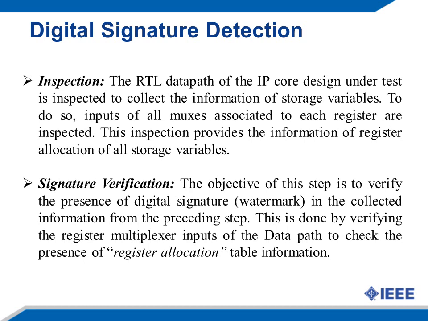Once this inspection is done and all the relevant information of the storage variables from the inputs of muxes is collected, the next step is to perform signature verification. Here the objective is to verify the presence of the digital signature which was implanted in the information collected in the preceding step. If this verification process shows that the inputs of the multiplexers of the data path contain the same information as the digital signature, then it means that the digital signature is present in the design. Else, if it is partially present and partially not, it indicates that some sort of tampering may have happened.